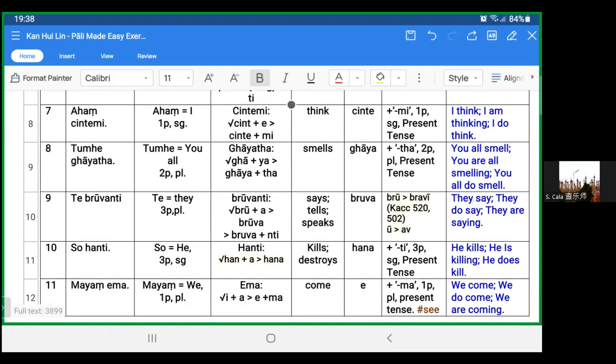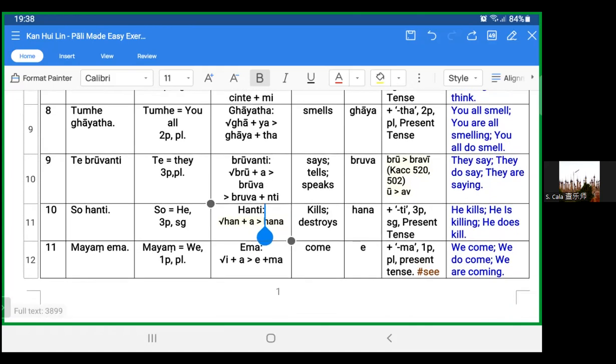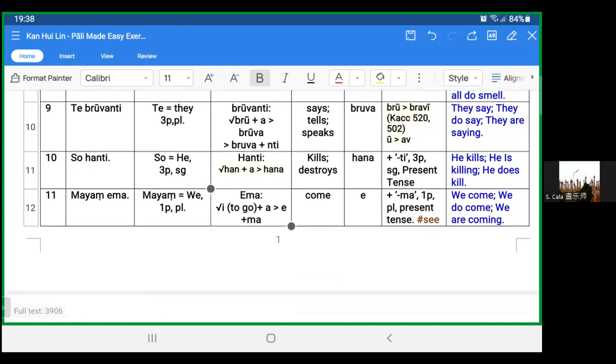Okay, so the root plus a plus anti. So they say hanti, ahamati. So eat plus a plus anti. Okay, so eat, the meaning of eat is to go. This eat is one of the very simple ones. It's only one sound, only one vowel here. So it's very easy, eat, to go. Okay.